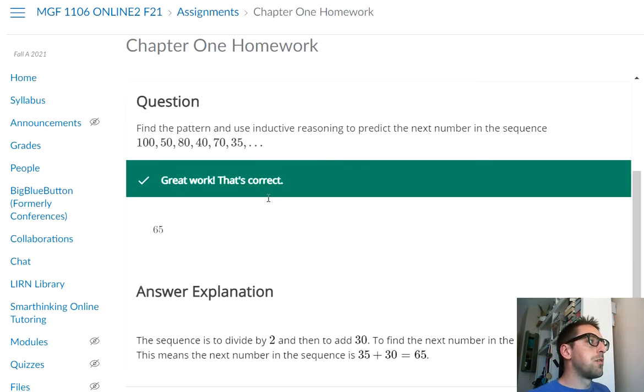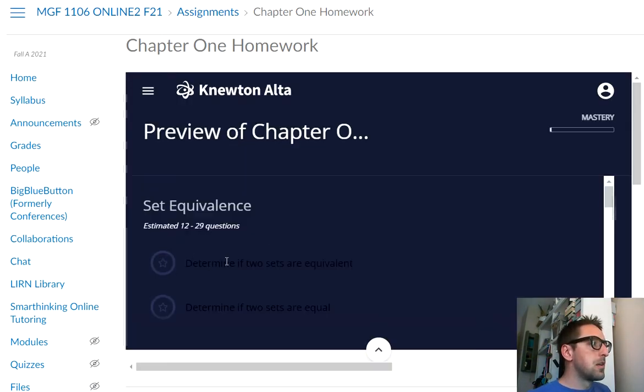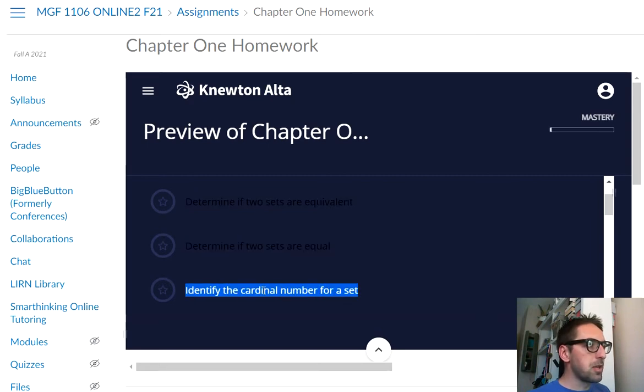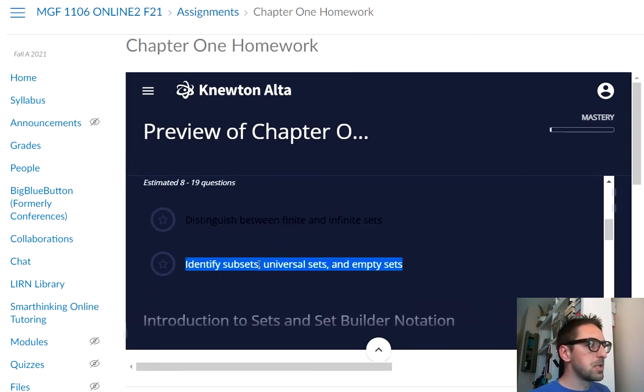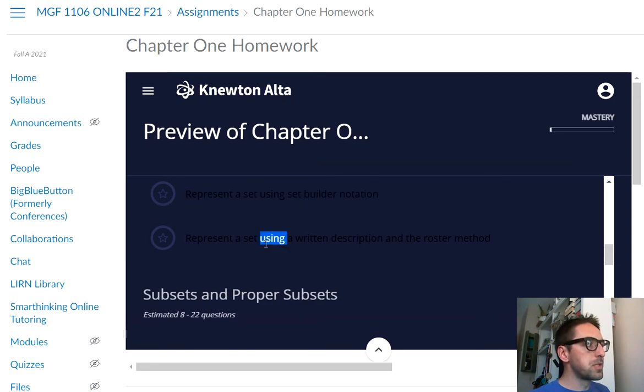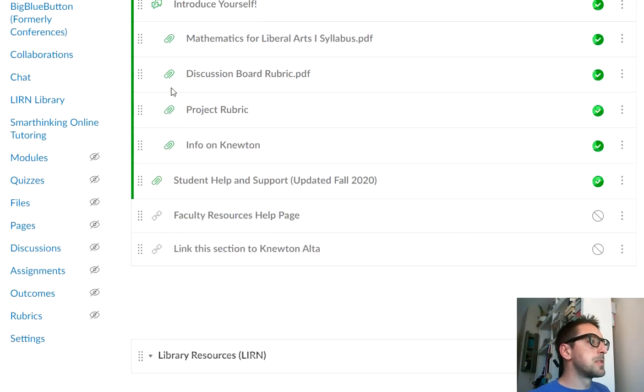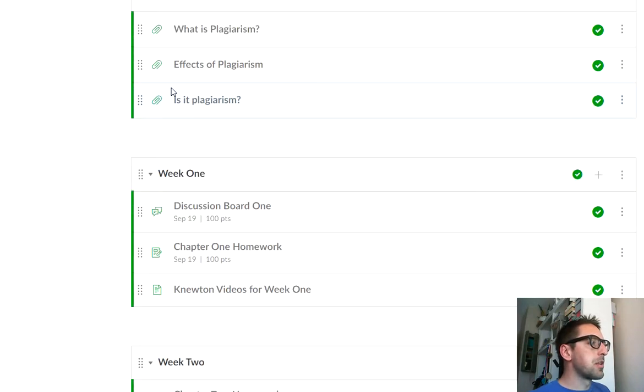So you'll see your progress, and it has all the different topics you have to complete for the week. That's what you've got to do for each week's homework. You've got to complete the chapter homework assignment. Grades should be automatically carried over from Newton if they got that all in there.